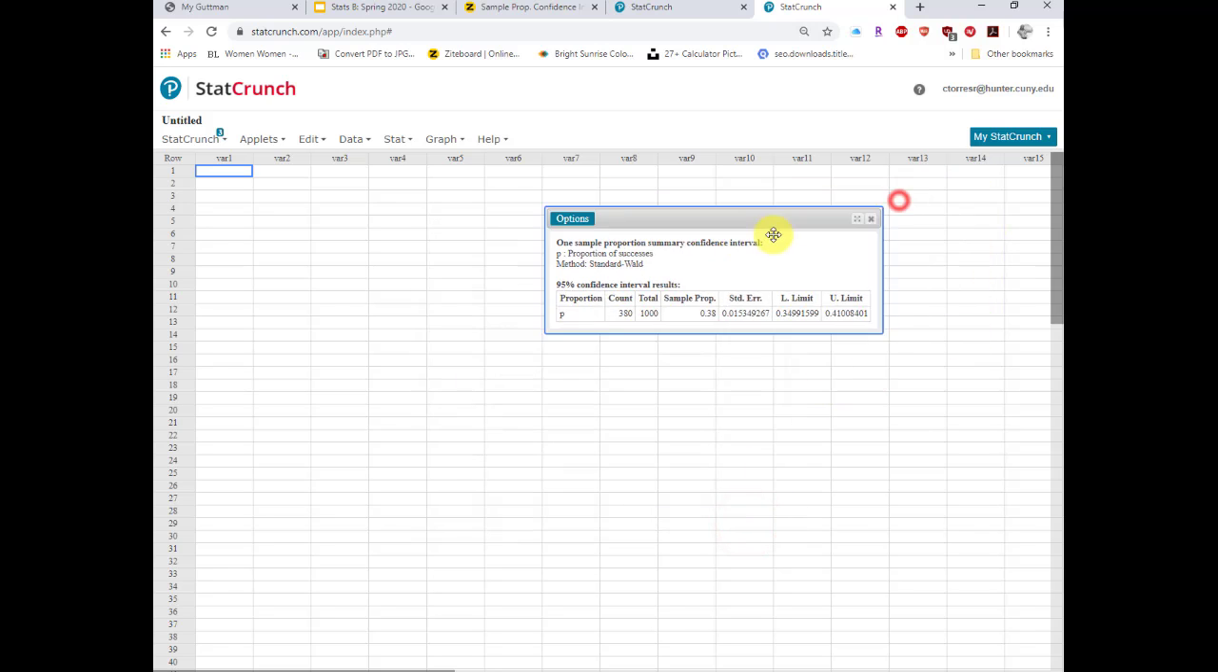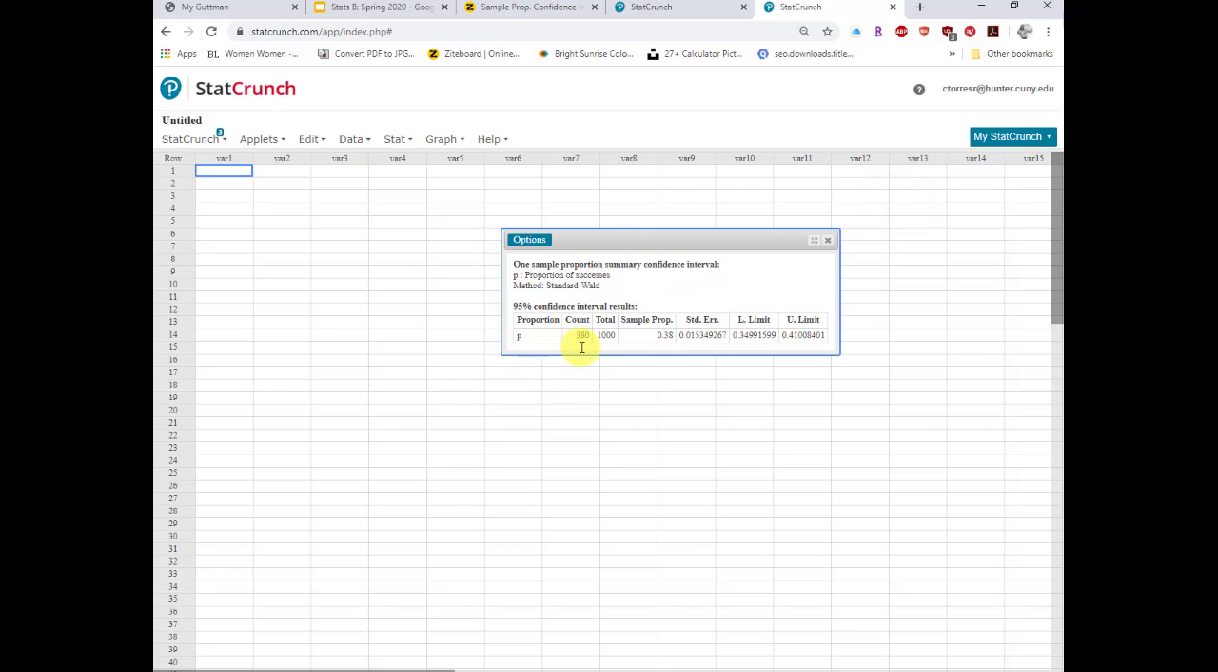What do I get? This is really nice because look, it'll give me my count, my successes out of the total. It gives me my sample proportion. It calculates the standard error. It gives me my lower bound, which if you recall, was 0.35, but we had rounded it. So this is what it really is, 0.34991599. That rounds to 0.35.